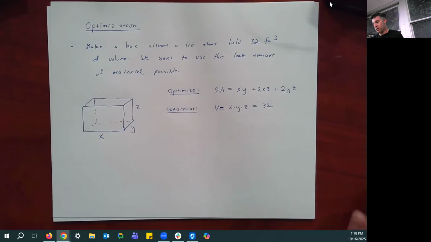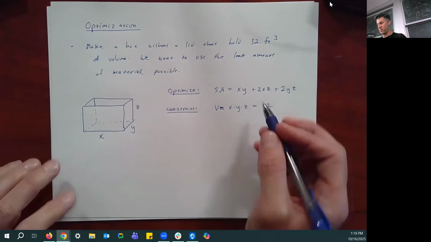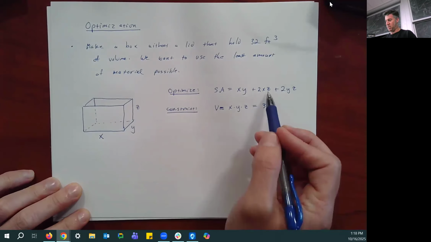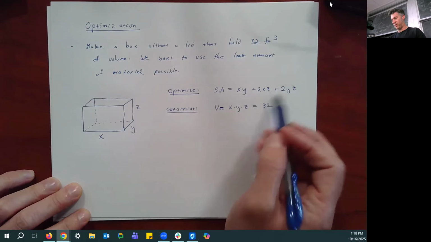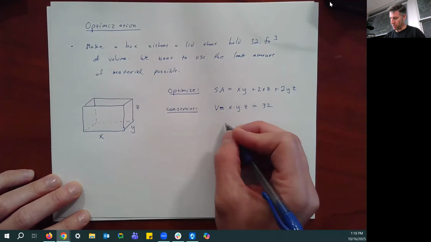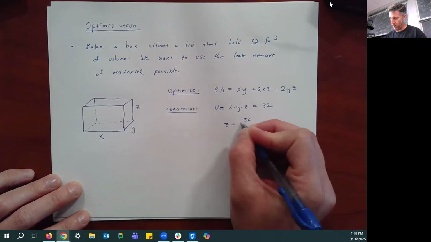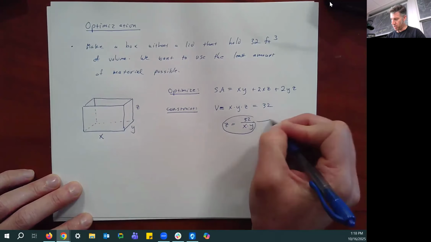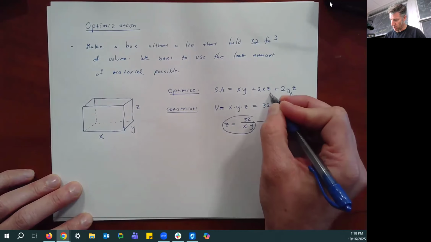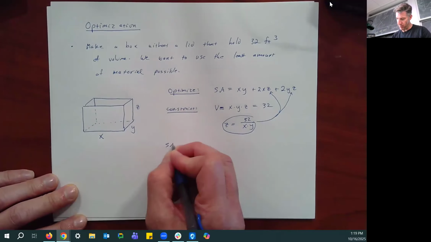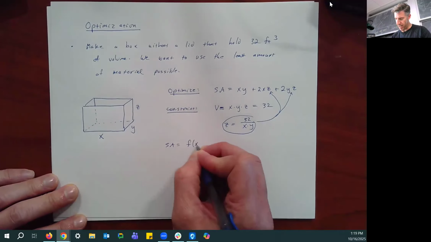So the standard choice is to solve for z, unless there's a good reason to pick something else. Here, it doesn't really seem like there's a good reason to pick any one thing over the other. The only thing I point out is Z looks better because it kind of shows up in the same way, whereas X and Y kind of don't. But really, you could make any choice you wanted here. So we're going to say that Z is equal to 32 divided by X times Y. And then we're going to substitute that in to each of the Z's in our thing we want to optimize. So now our surface area is going to be a function of just X and Y.